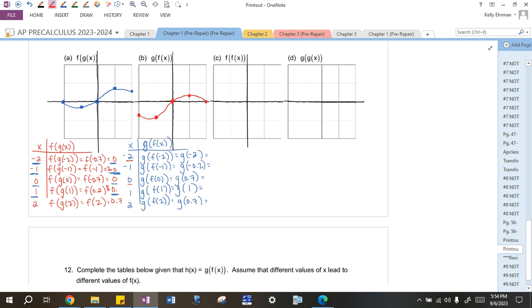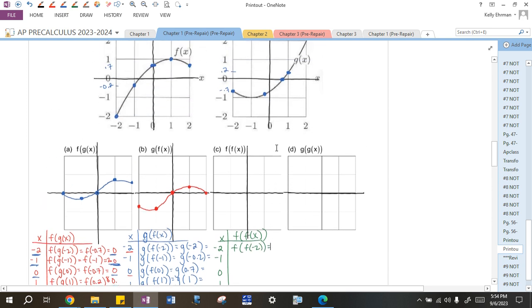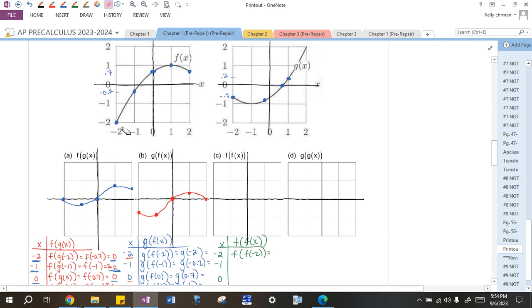Okay, so let's do this in green. So, same idea. F of x. Same x values between -2 and 2. F of -2. What is f of -2? Let's get these blue dots out of here. Some of them anyway. Okay, so I'm only going to be on f's graph. F of -2 is -2. That means I'm looking at f of -2 again, and I'm getting -2. So I can plot -2, -2.